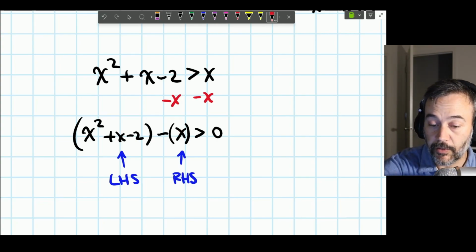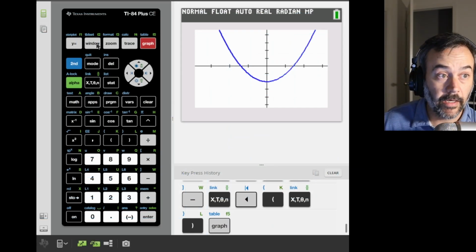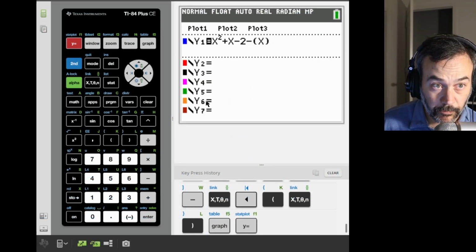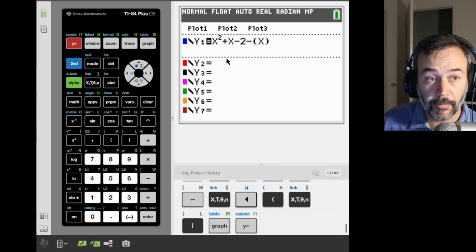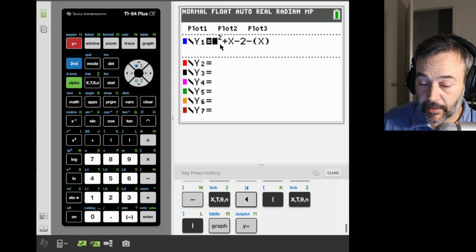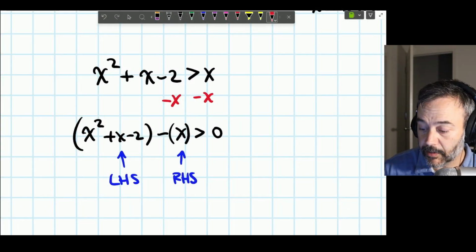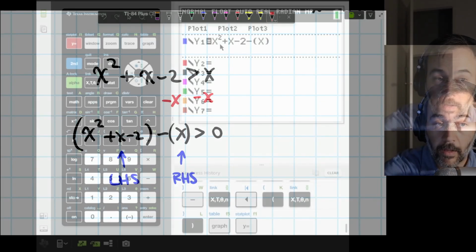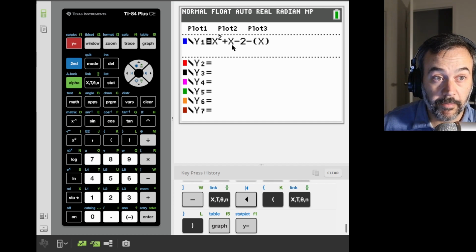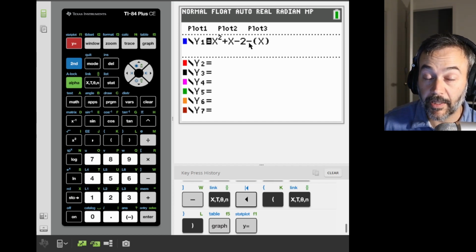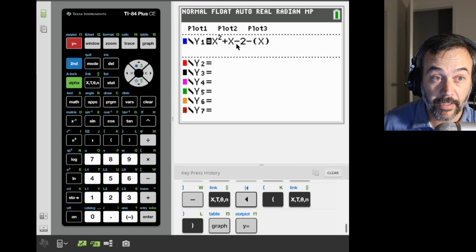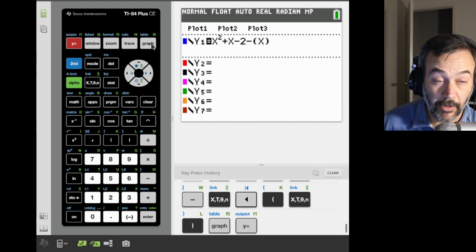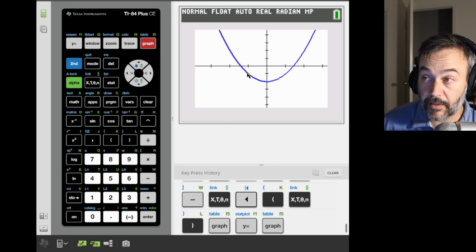Okay, let's do it. I'm going to go back to the calculator and go to y equals. And what I've put in here already is I've typed exactly this. So I've just typed in what I have on the left-hand side of this inequality, x squared plus x minus 2, and then subtracting x. And you'll see that here. It's x squared plus x minus 2, and then I subtract x. So this is the original left-hand side minus the right-hand side. Hit graph. And now this is the graph of the difference of the two functions.